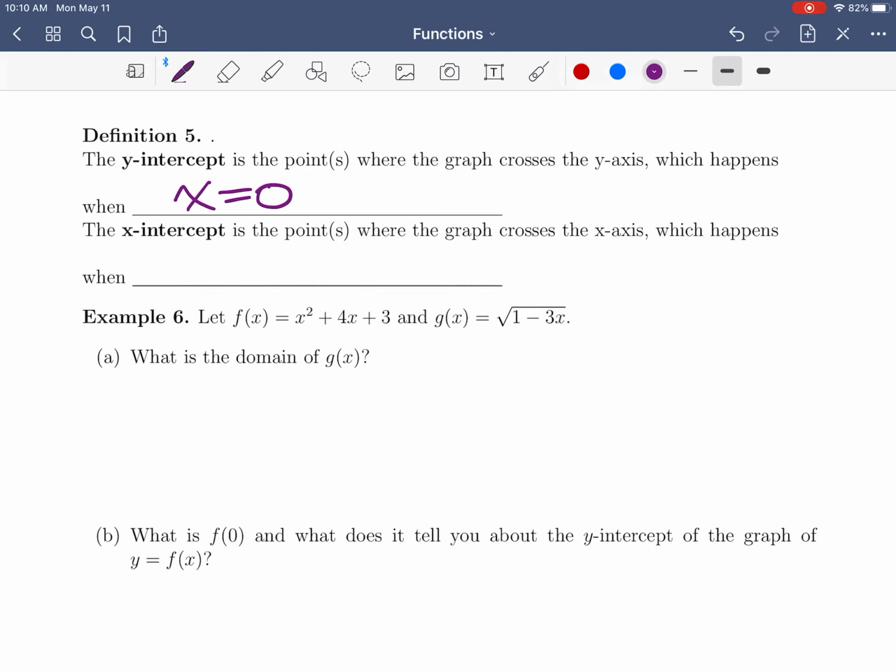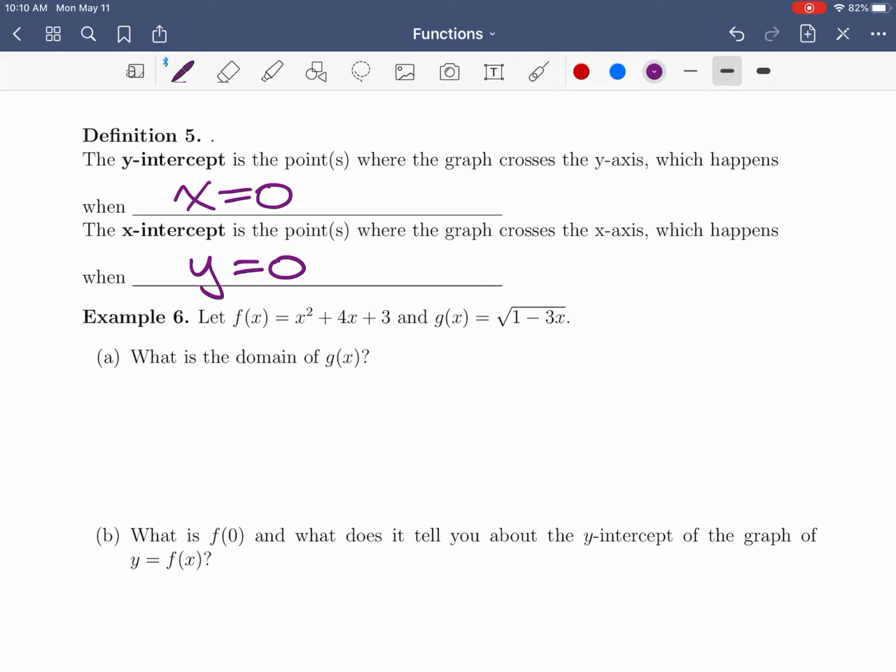The x-intercept is where you cross the x-axis, and this happens when y is 0. So notice that these things are opposite. Okay, so when you want the y-intercept, you set x equals 0 and find y. When you want the x-intercept, you set y equals 0 and solve for x.